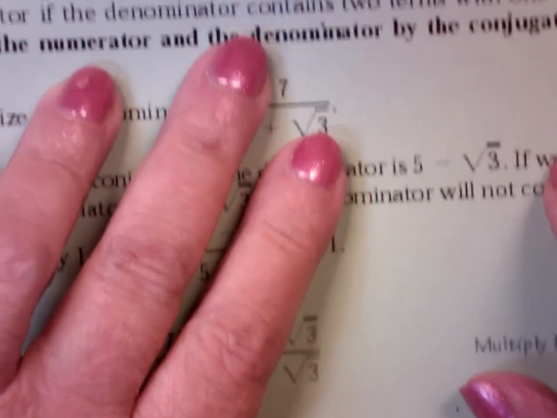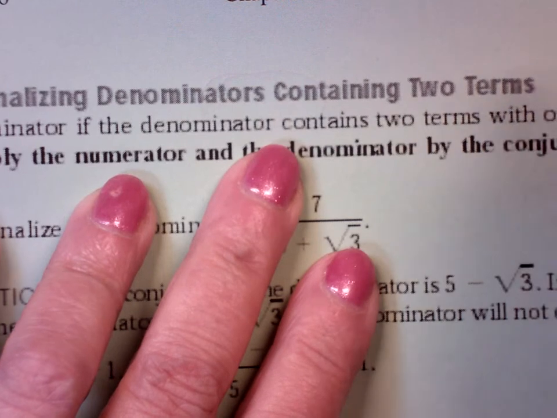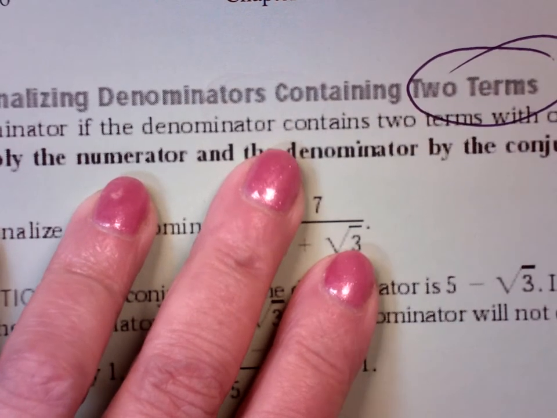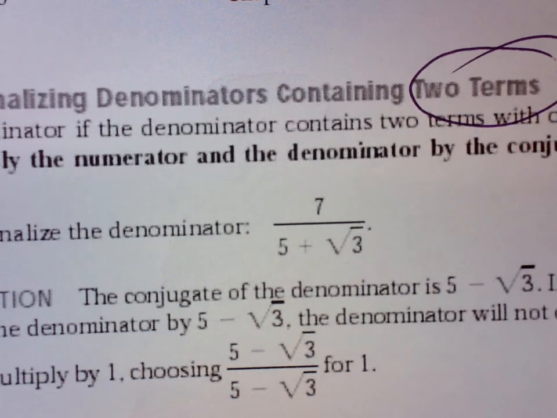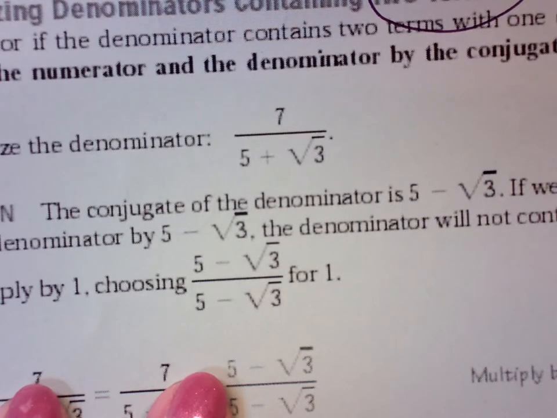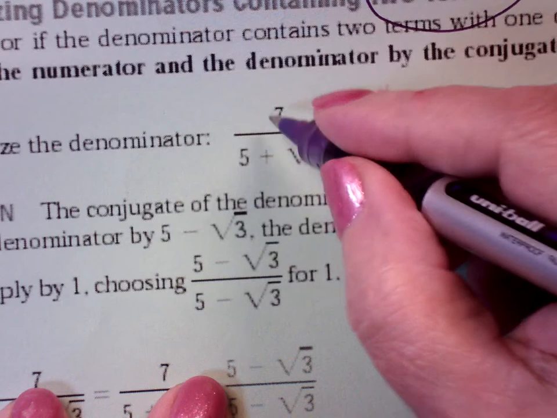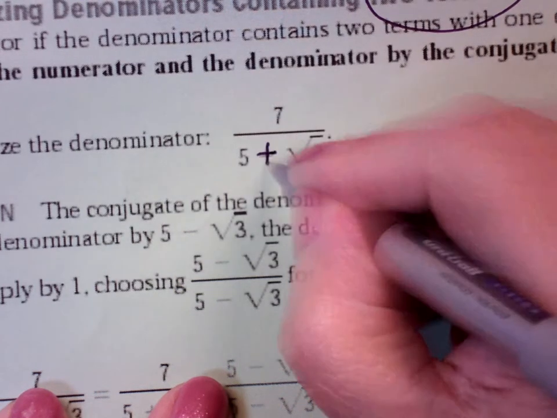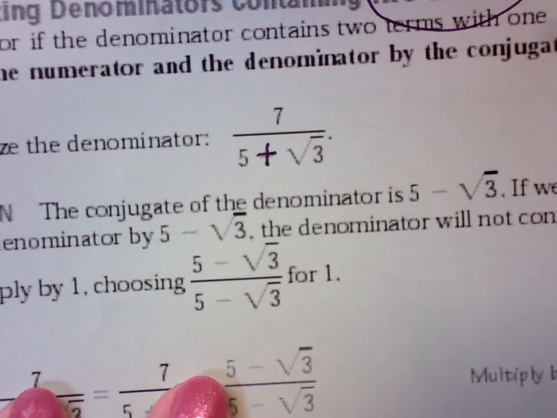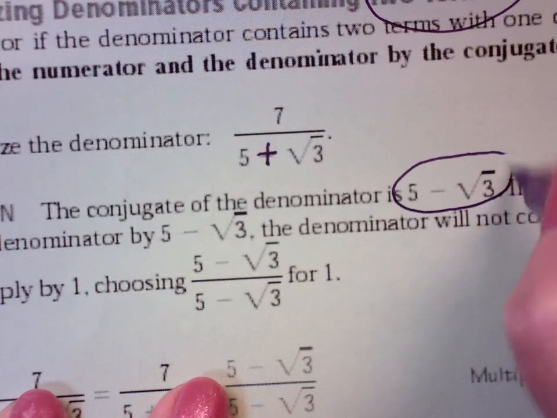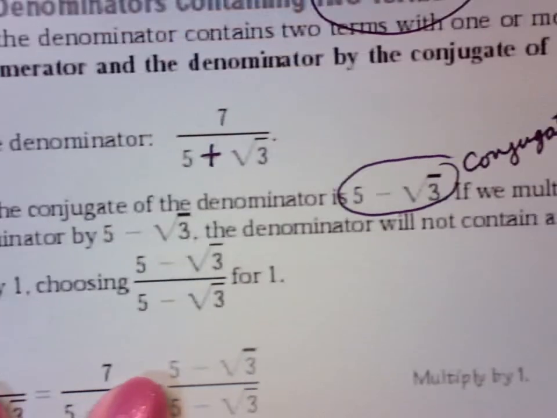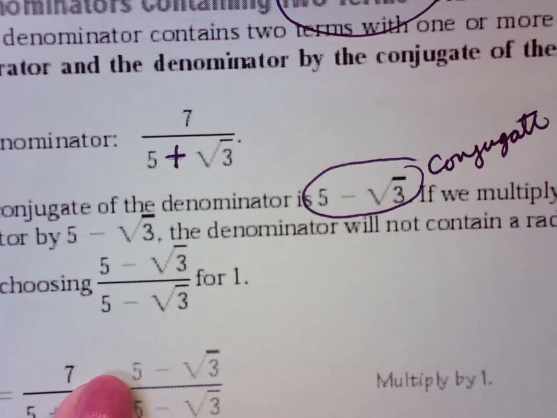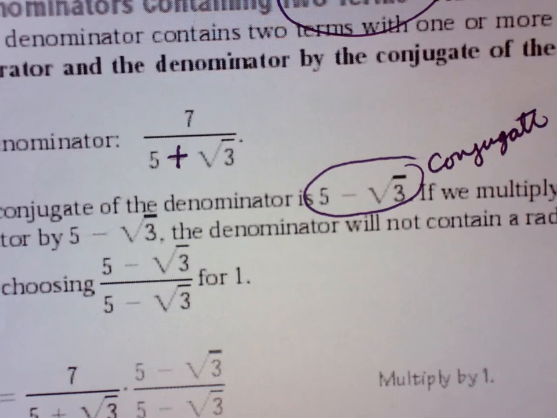Rationalizing the denominator, and in this case, it has two terms. So if I have 7 over 1 plus the square root of 3, the conjugate is 1 minus the square root of 3. So that's what you would multiply by.